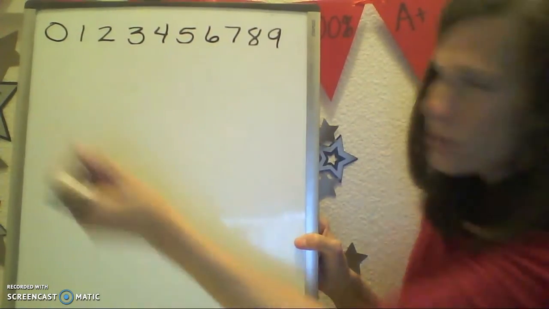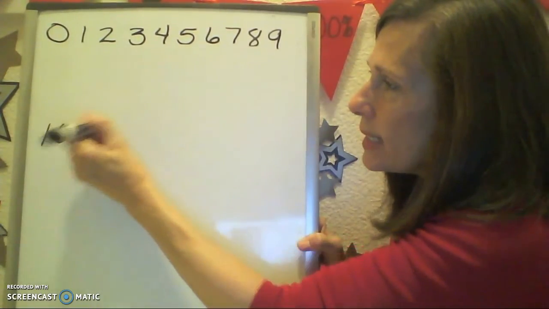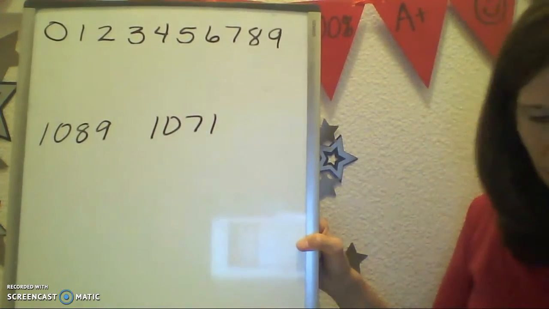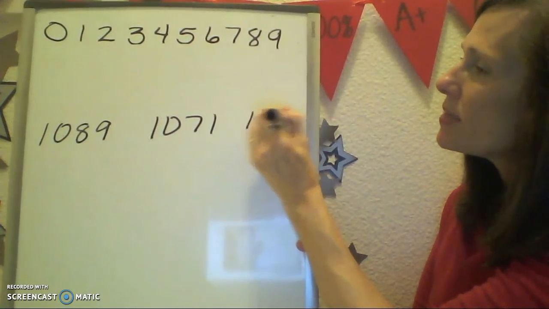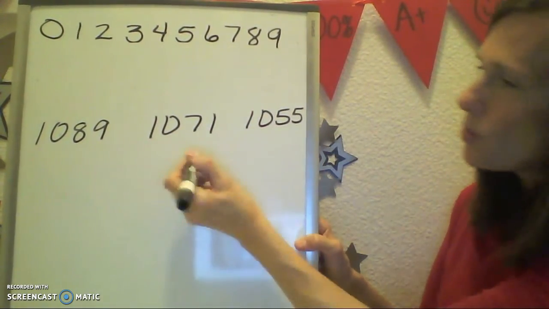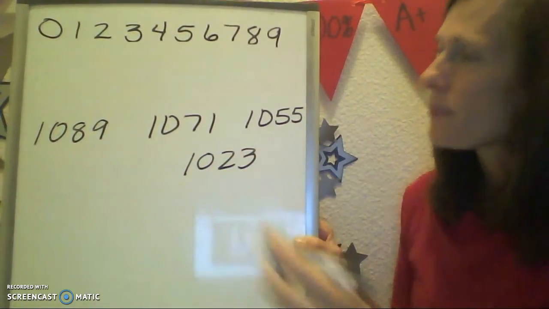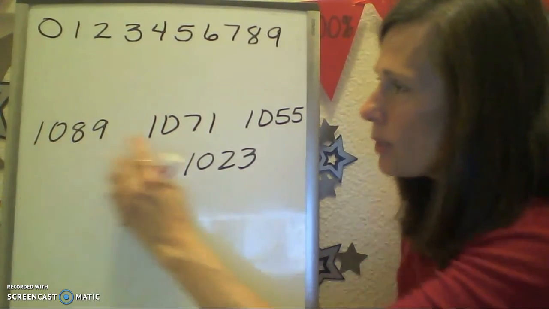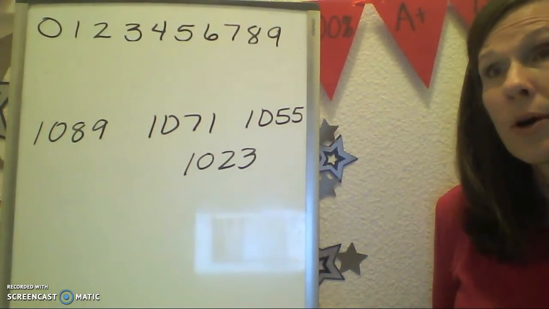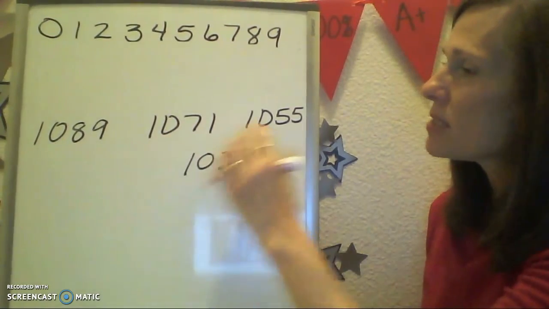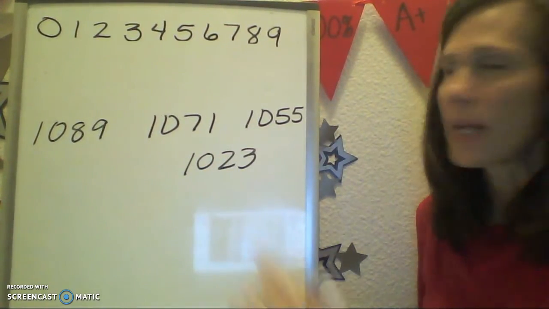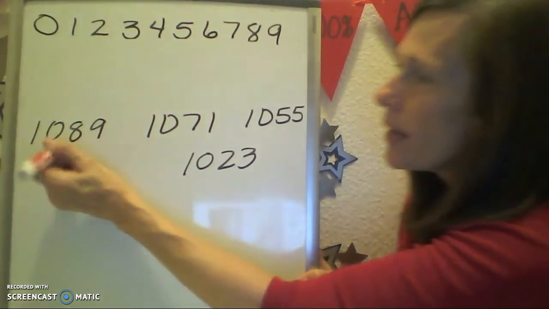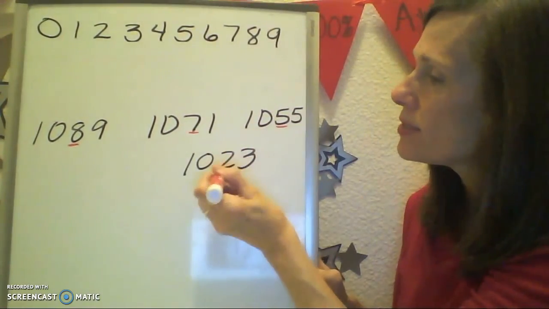So here we go. Let's do 1,089. Let's do 1,071. Let's do 1,055. And let's do 1,023. All right, so here we go. We start in our thousands place, 1, 1, 1, 1. We go to our hundreds place, 0, 0, 0, 0. We go to our tens place, 8, 7, 5, 2. So they're all different, 8, 7, 5, 2.